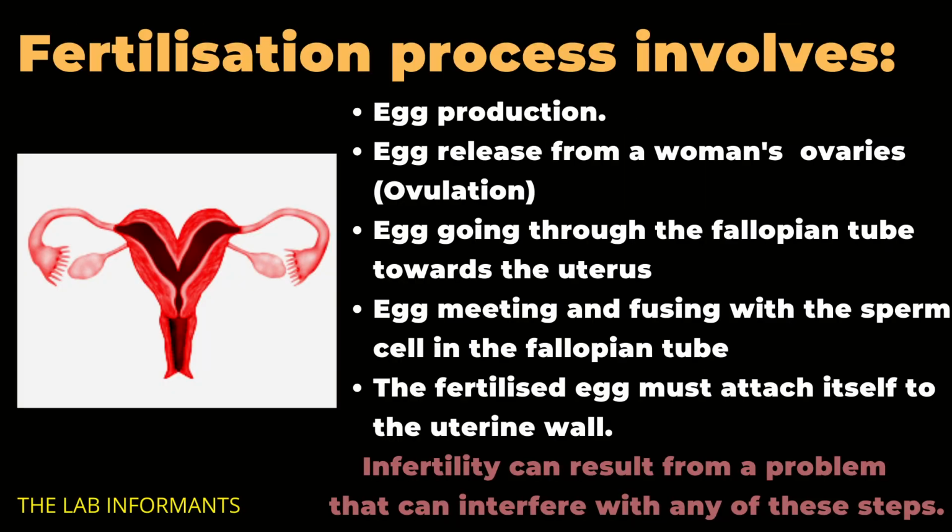In simple steps, fertilization process involves egg production, egg release from a woman's ovary by a process called ovulation, egg going through the fallopian tube towards the uterus, the egg meeting and fusing with the sperm cell in the fallopian tube. The fertilized egg must attach itself to the uterine wall, and thereby infertility can result from a problem that can interfere with any of these steps.